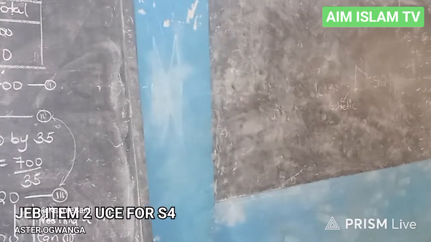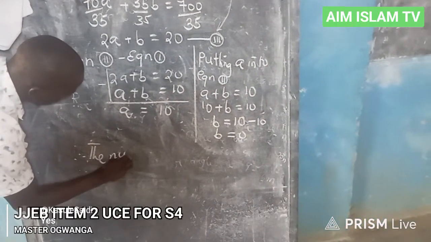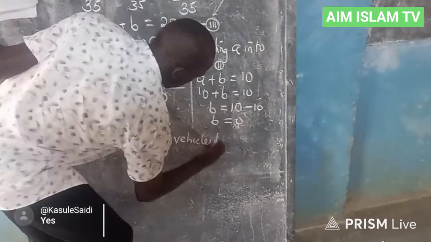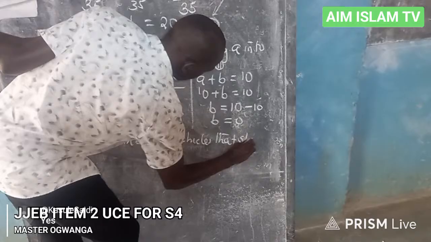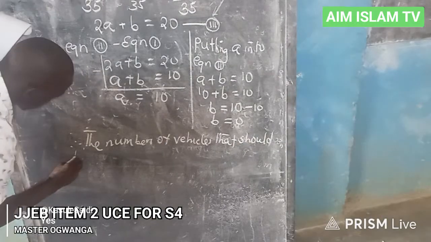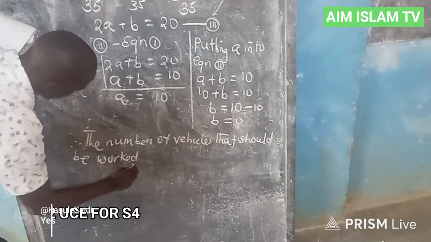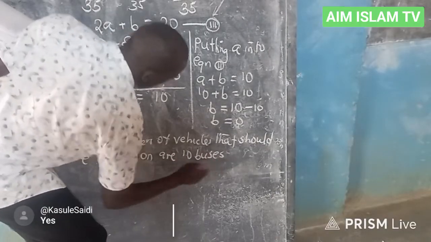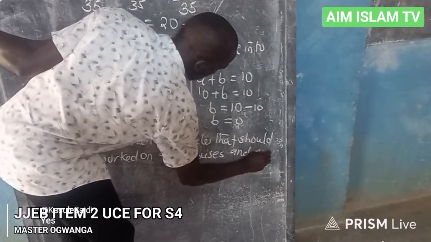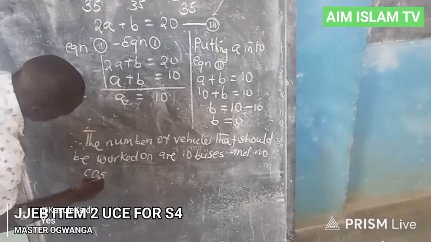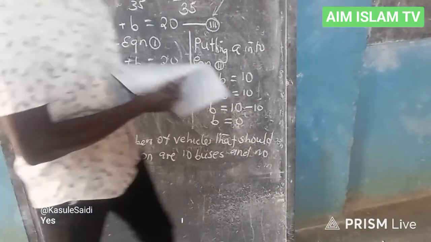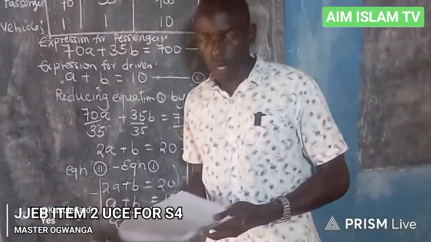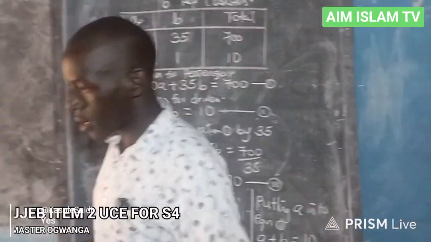So I'm going to make my conclusion here. We're going to say the number of vehicles that should be worked on are 10 buses and no coaster. So that was concerning our part A.